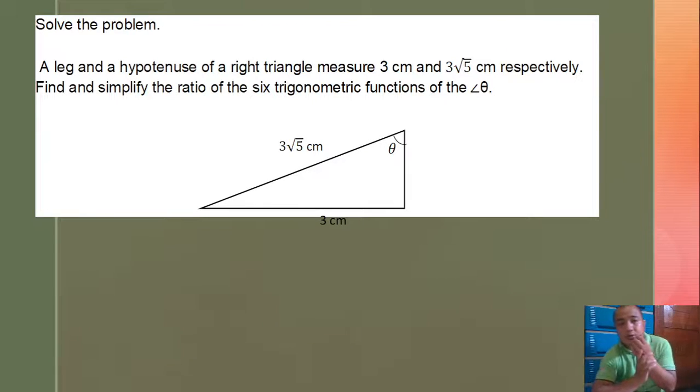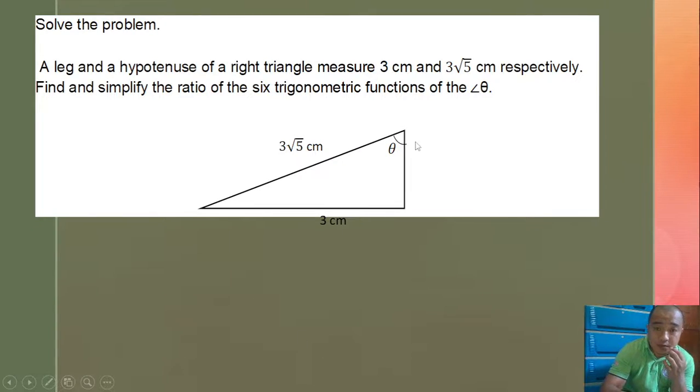Now, let's try to solve this problem. A leg and hypotenuse of a right triangle measure 3 cm and 3 square root 5 cm respectively. Find and simplify the ratio of the 6 trigonometric functions of the angle theta. So first, we must know the measure of this side, which is called the adjacent side. So opposite side is 3 cm. 3 square root 5 cm is the length of the hypotenuse.